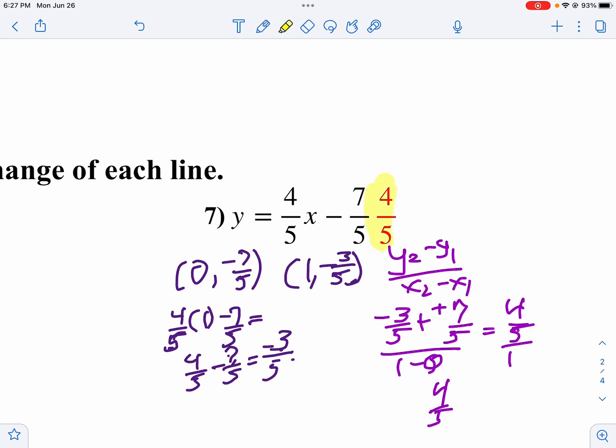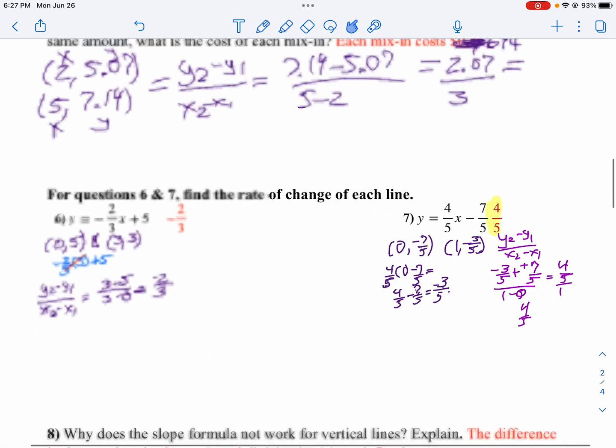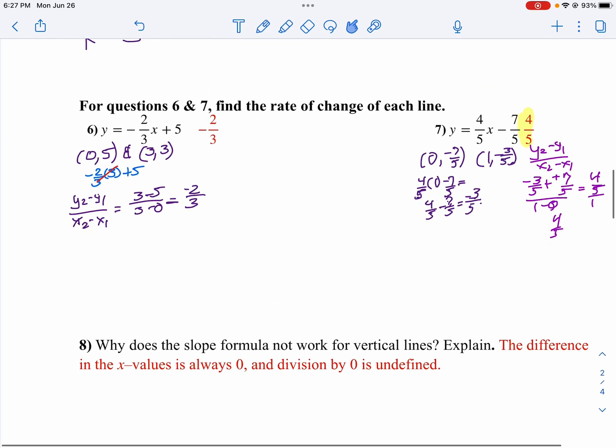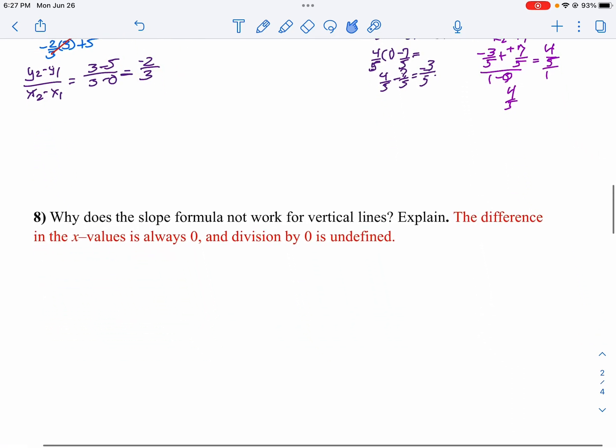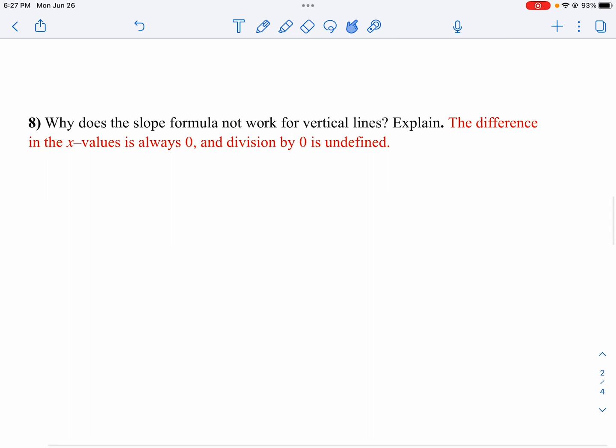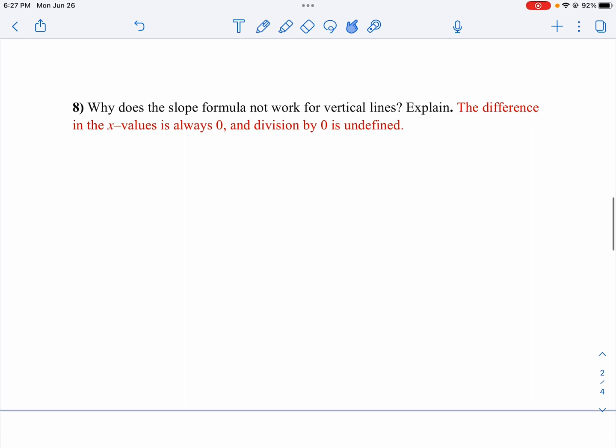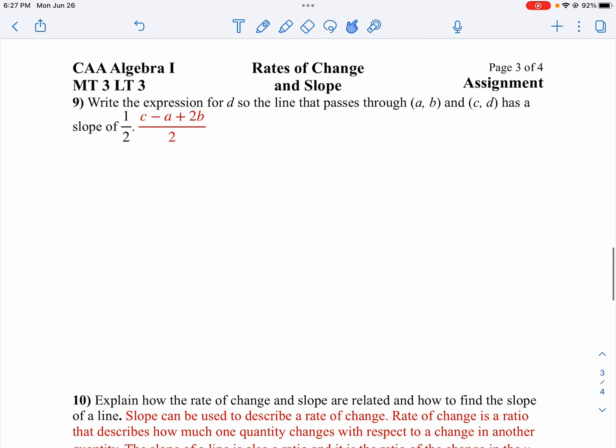Now, did you find this a simpler way? Maybe you remembered something from last year? We'll be learning about that later on. Now, if we take a look at number 8, the formula for vertical lines, slope breaks down for vertical lines because the difference in our x value is 0. You can't divide by 0. If you take any number divided by 0, it's undefined. That's why it doesn't work. That's from our seminar.